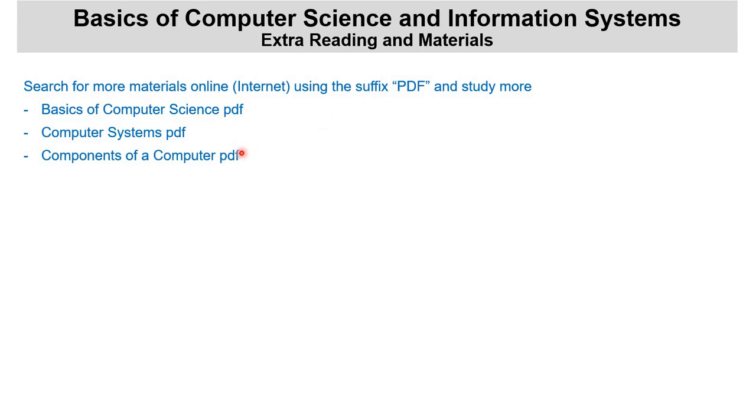And for further reading, you can look online, go to Google or something, and just search something like basics of computer science or computer systems or components of a computer, or use as many words as you want to use from the slides. One way I find documents is also by putting PDF in my search, and I can actually get actual documents from some link which I can read or download instead of just reading the site.